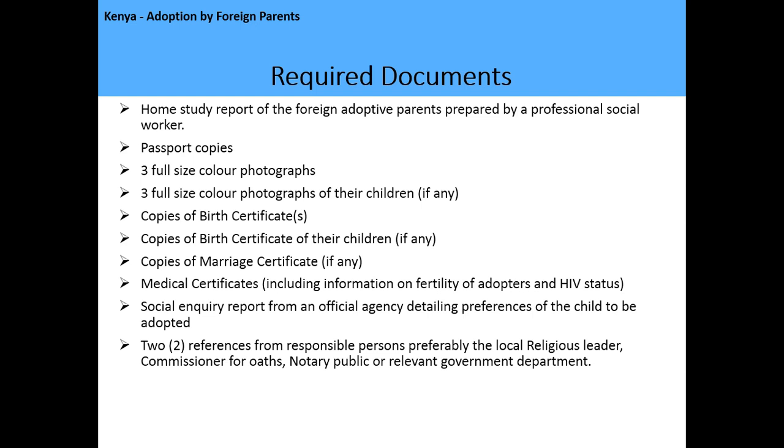And the required documents are as follows. You need, first of all, a home study report of the foreign adoptive parent prepared by a professional social worker, passport copies, 3 full-size color photographs, 3 full-size color photographs of their children if they have any, copies of birth certificates, and copies of birth certificates of their children if they have any children, a copy of marriage certificate, medical certificate including information on the fertility of adopters and their HIV status, a social inquiry report from an official agency detailing preferences of the child to be adopted, 2 references from responsible persons, preferably a local religious leader, commissioner of oaths, notary public or relevant government department.